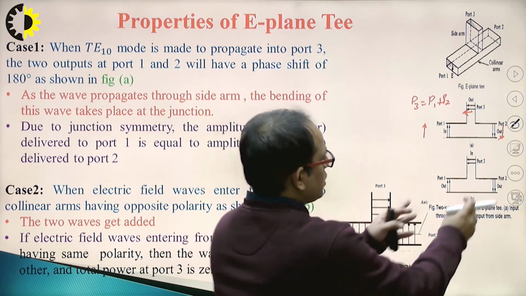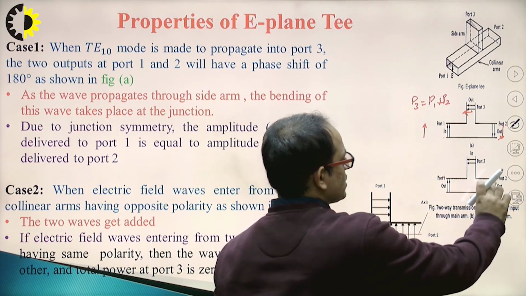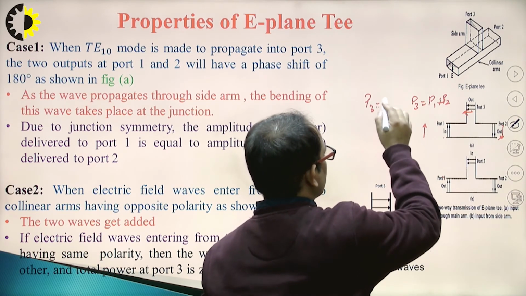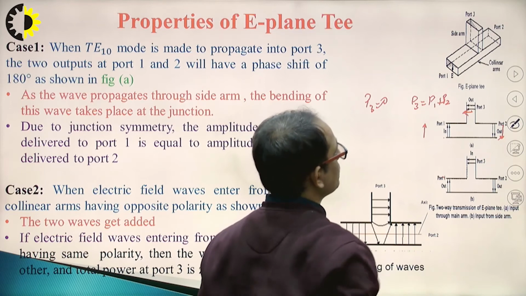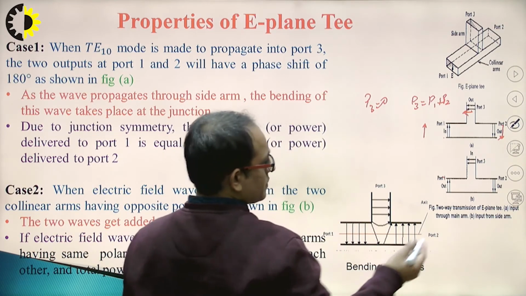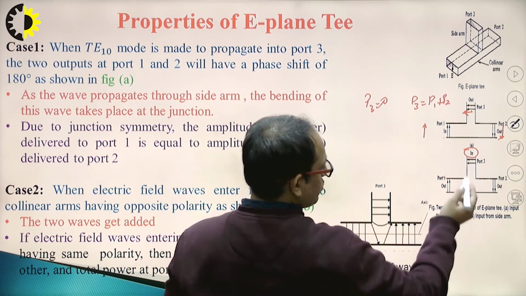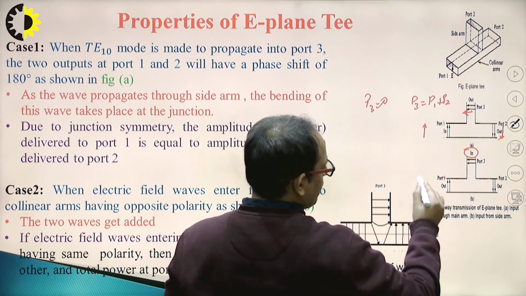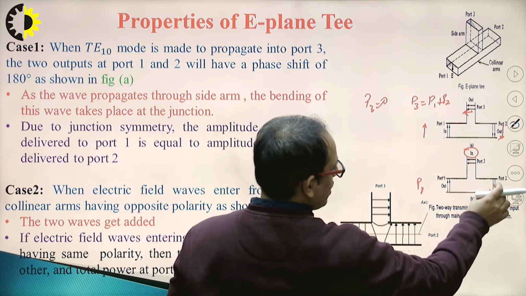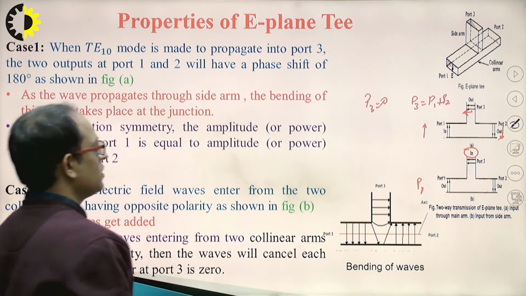Now if both inputs have the same phase, if P1 has the same phase and P2 has the same phase, then P3 will be equal to what? 0. Clear? Now see, if P3 acts as an input, then P1 is having this phase and P2 will be out of phase with respect to P1. Clear?